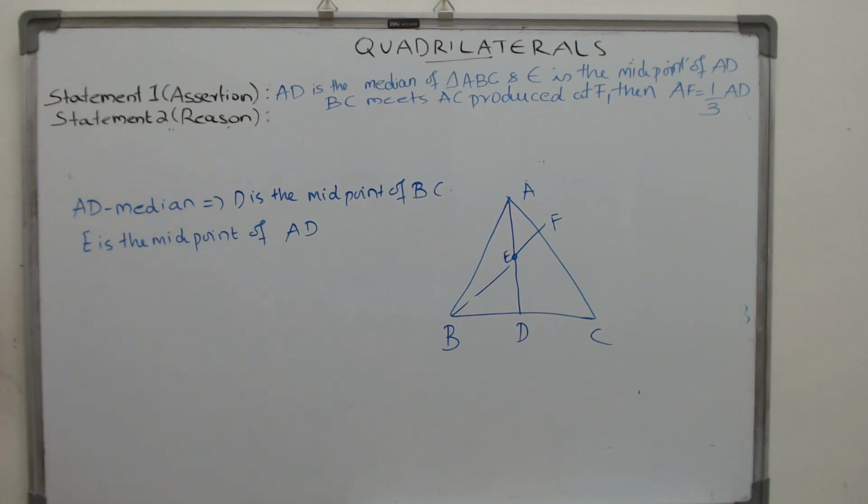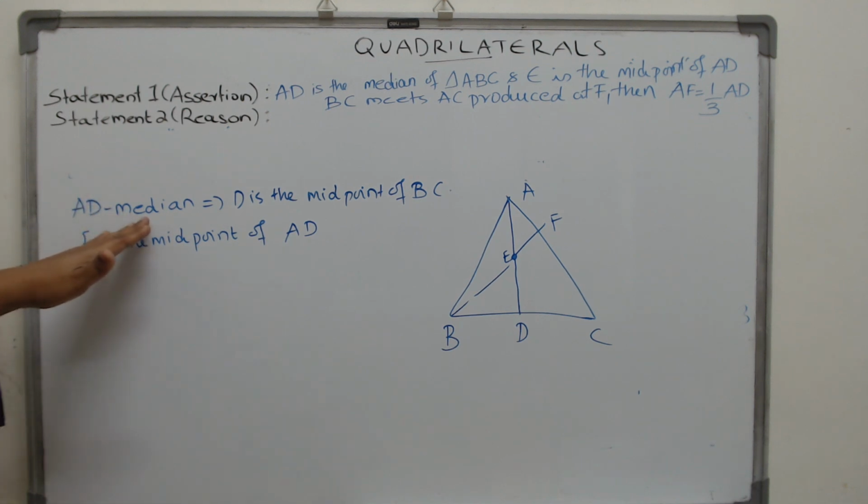Now let's come to the first statement. What is the first statement? You have a triangle. AD is the median. What do you know about the median?